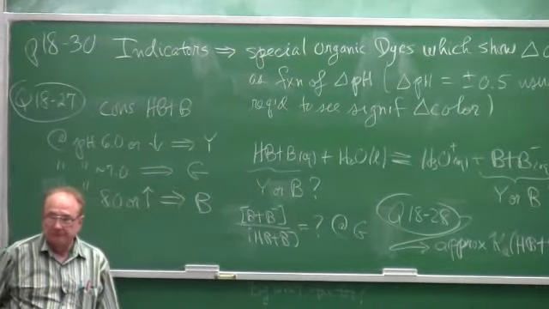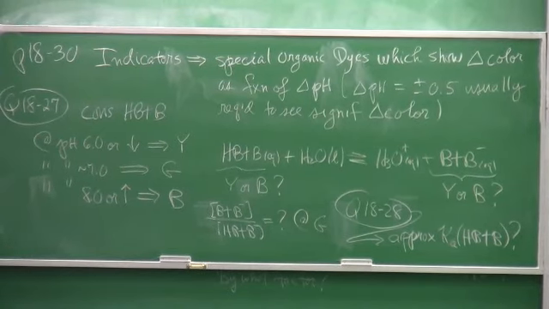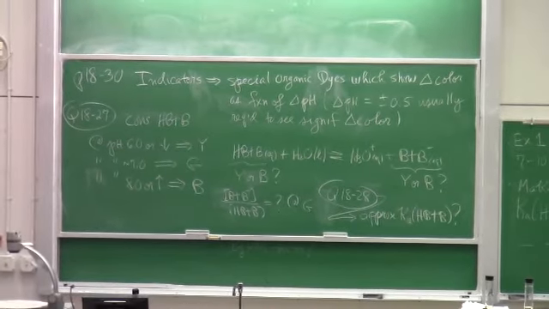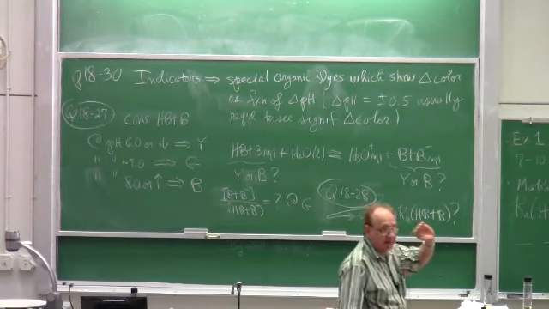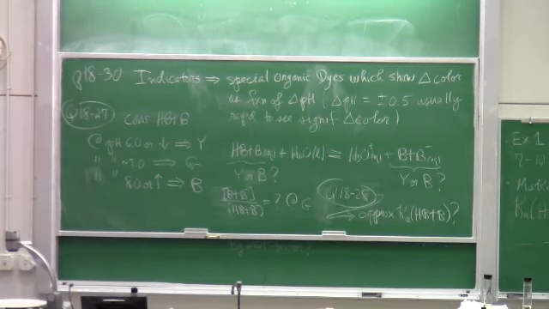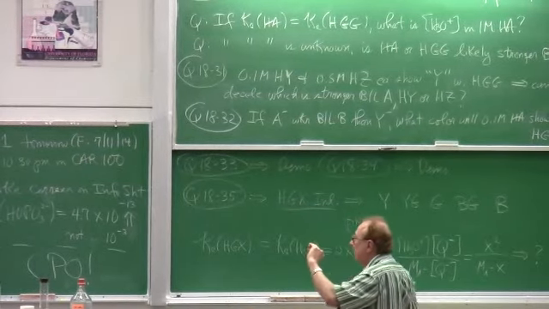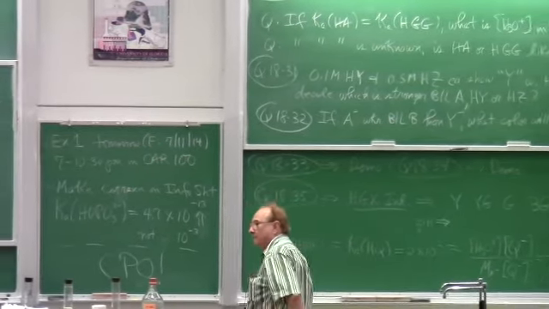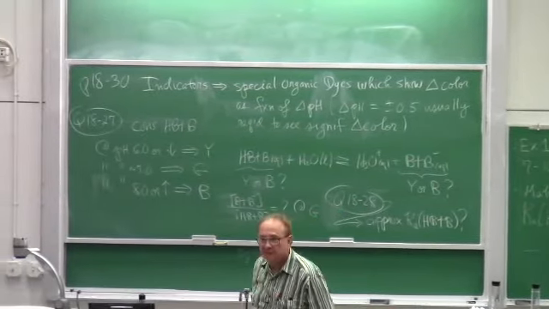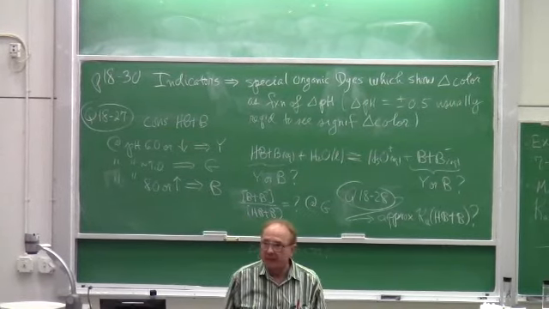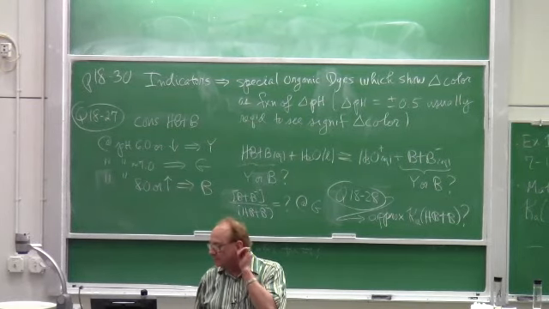Question. Based on the data we have on the board and this ionization equilibrium for HBTB, given that the color changes exhibited by this stuff go from yellow to yellow-green to green to blue-green to blue, HBTB by itself, what color is it? Yellow or blue? BTB minus by itself, what color is it? Yellow or blue? I'm listening. HBTB is blue.